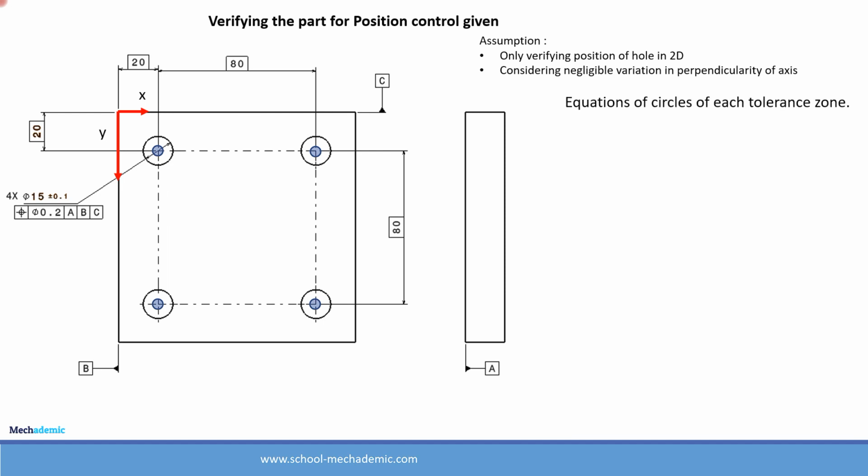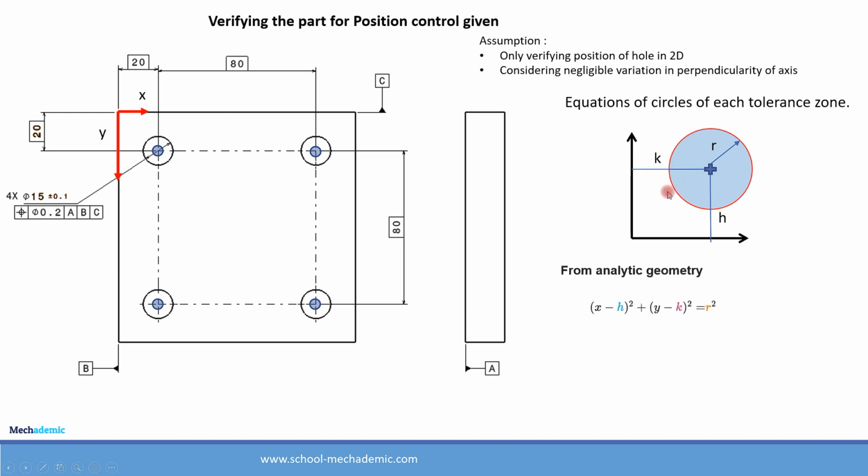So the equations for each tolerance zone for the 4 holes can be defined based on the equation of a circle in a coordinate axis system as shown over here. So here this is the x-axis, this is the y-axis. X-axis is horizontal, y-axis is vertical. So a circle which is having a radius r and which is having the coordinates of its center as h and k in the x and y axis respectively will have the equation in the analytical geometry form as (x − h)² + (y − k)² = r². So this is from basic math, basic geometry. We can get the equation of the circle in the coordinate system. h and k are the coordinates of the circle center in x and y respectively.